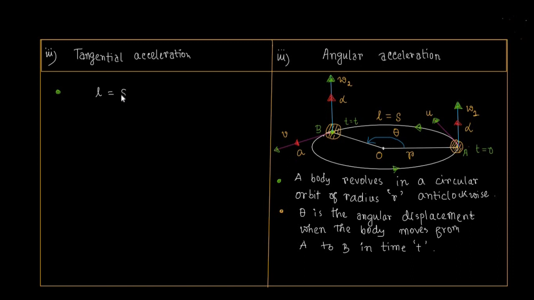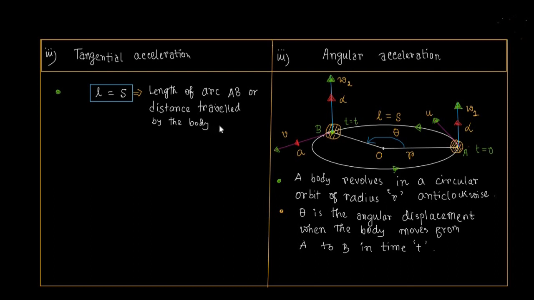On the left hand side, we can write L is equal to S. L is the length of the arc AB, and S is the linear distance traveled by the body when the body moves from A to B along the circular orbit in time t second in linear motion.